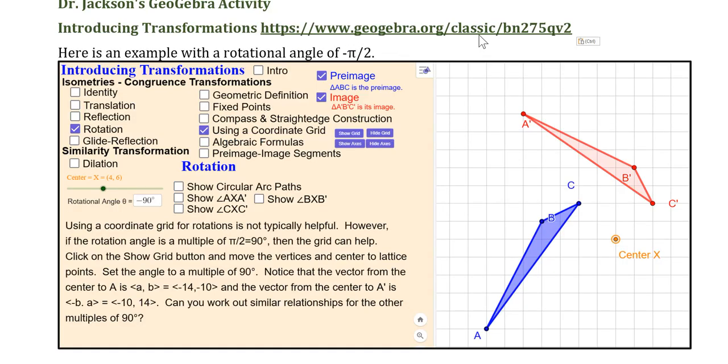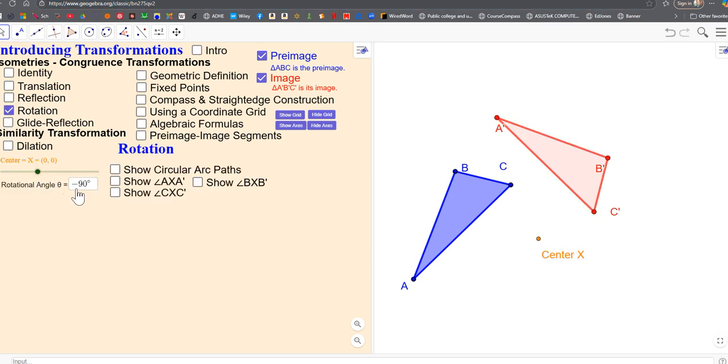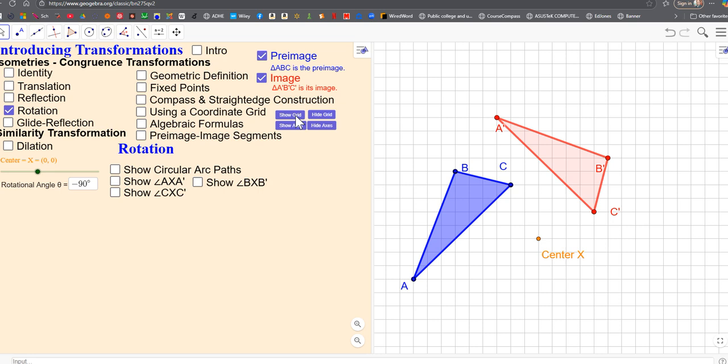Okay, here we can use my GeoGebra activity for introducing transformations, which we've seen in an earlier video. And we can look at rotations. I can see some rotations here, and I can use a coordinate grid. Here, show a grid. I can also show some axes here if we want to put numbers with it as well. And so we can see here, this one is a negative 90-degree rotation from here to here. You may experiment with this a little bit to see what happens here with the numbers and see what's happening.